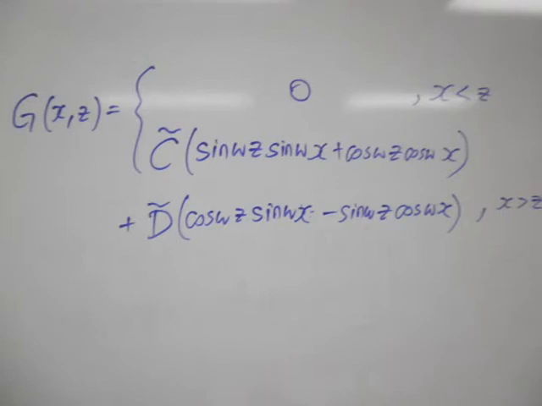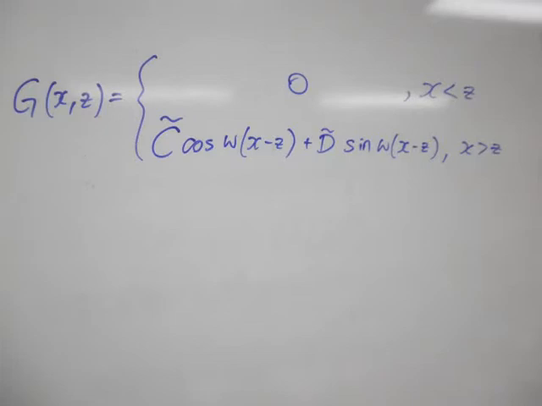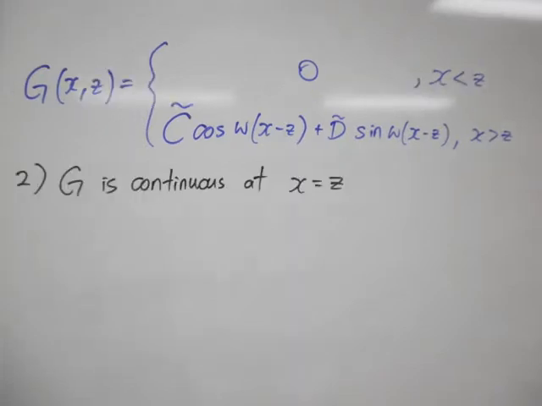And then we collect in terms of c tilde and d tilde. Then we observe that the functions in the brackets can be simplified using trigonometric identities. So the Green's function is reduced to this. We now resume investigating the conditions.